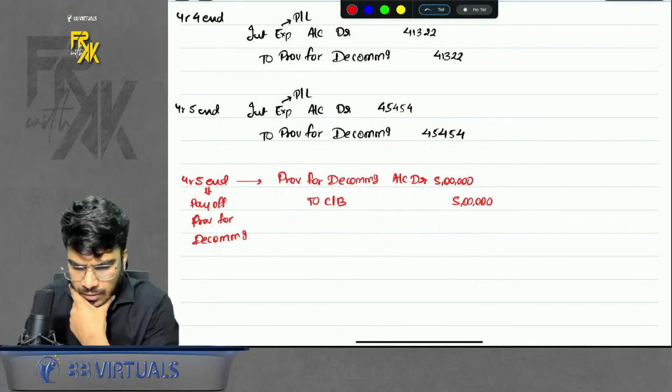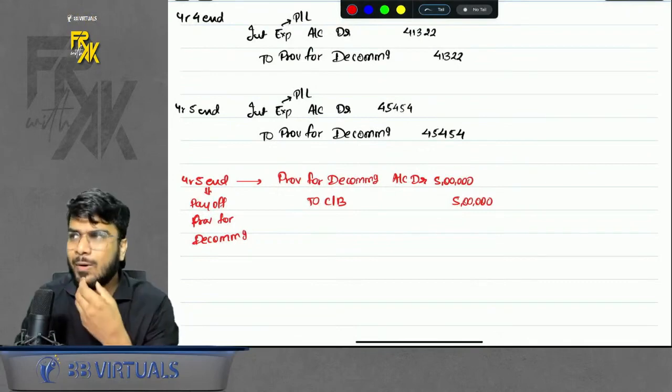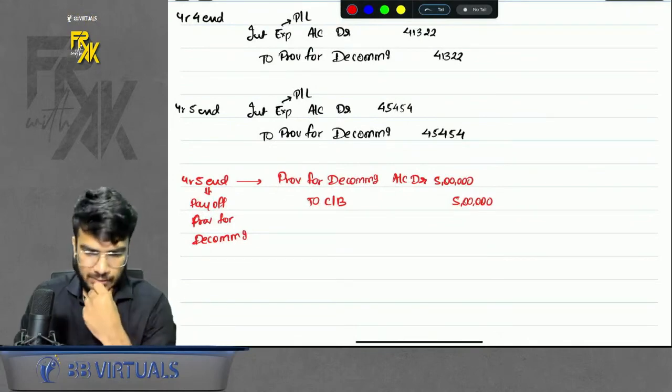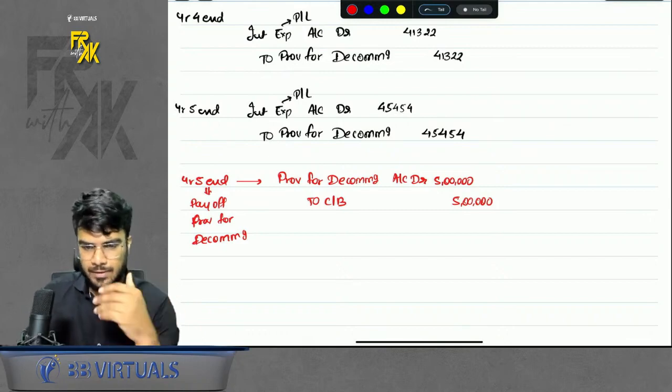One student had asked a doubt whether unwinding of interest is the same as compounding interest. You can call it that way. Yes, you can call it. It is very much similar.